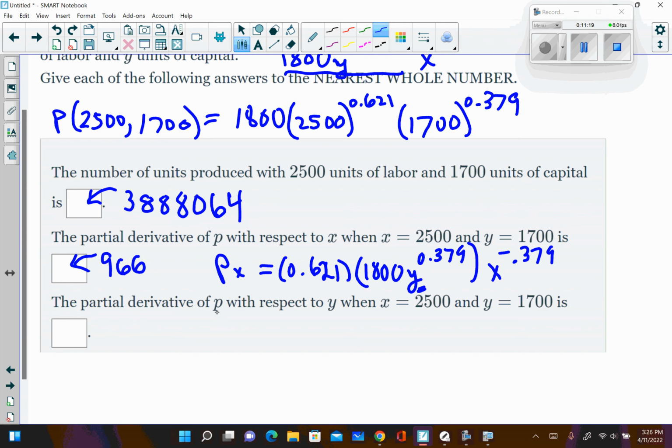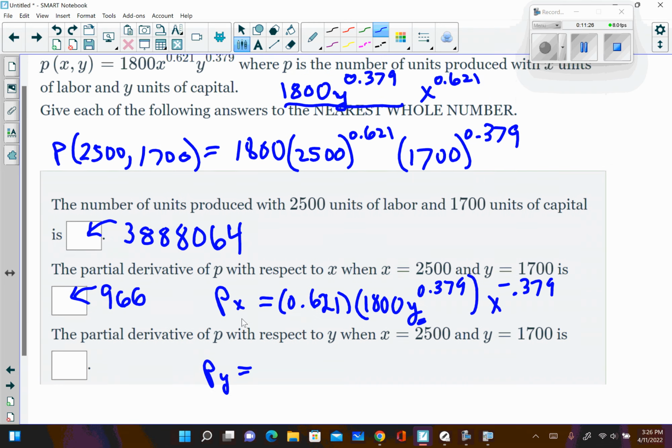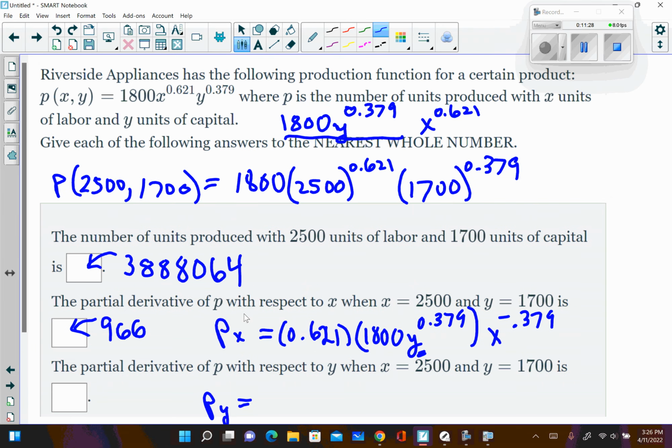And now we want the partial derivative of p with respect to y. So we get to pretend x is a constant. So the derivative of this, all this I'm underlining is a constant. The derivative would be 0.379, that's the exponent, times this underlined constant, 1800 x to the 0.621.